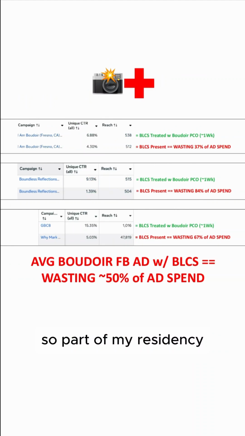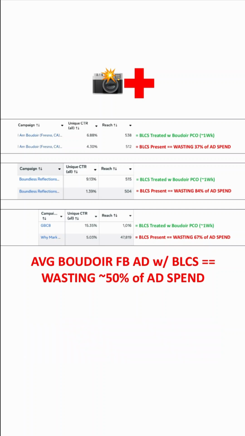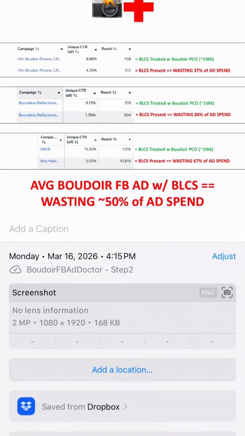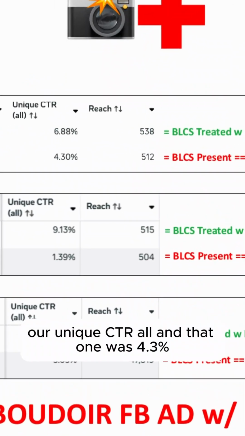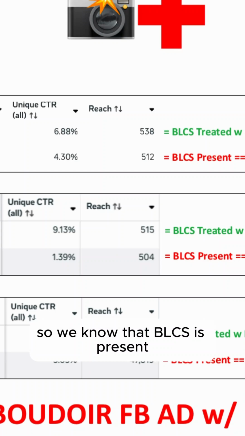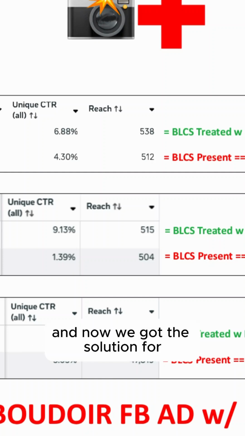So part of my residency, the first part was I went out and got a Boudoir Facebook ad out in the wild, brought it back here to the hospital, tested it, and found out that our unique CTR on that one was 4.3%. So our unique CTR is under 6%. So we know that BLCS, Boudoir low click syndrome, is present, and now we got the solution for it.